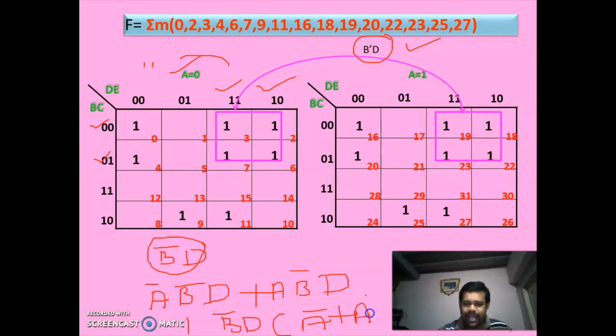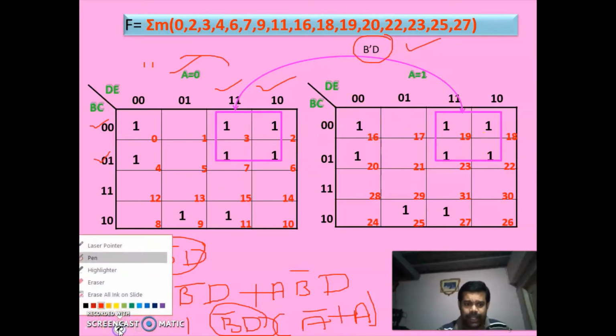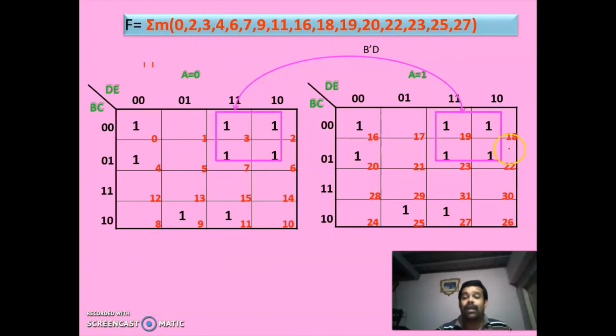What is a bar plus a? A bar plus a is 1. So finally what you will be getting? B bar into d. So we are telling, or I am telling, when we are having the same group in both the K maps, no need to take this variable a. So if your group is present in both the cells, no need to take the variable a.